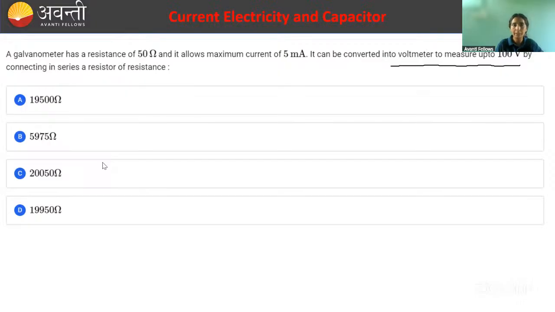There is a galvanometer. Draw the galvanometer. It has a resistance of 50 ohm. So Rg value is given as 50 ohm. And it allows a maximum current of 5 milliampere through it. So through it, how much maximum current can go? That is always what I have written as Ig.